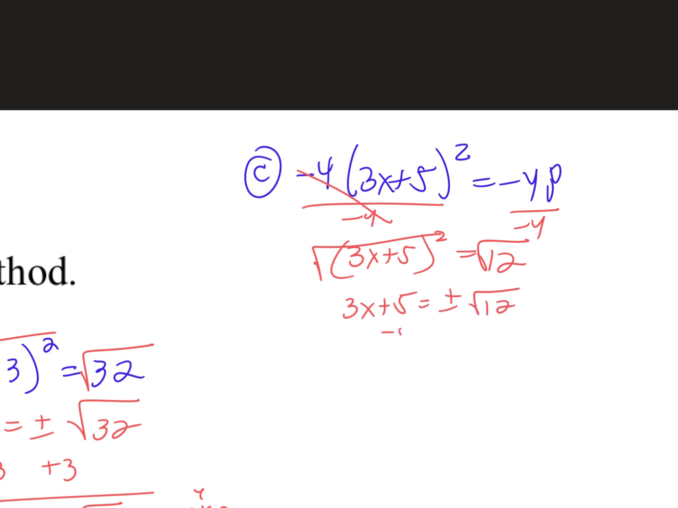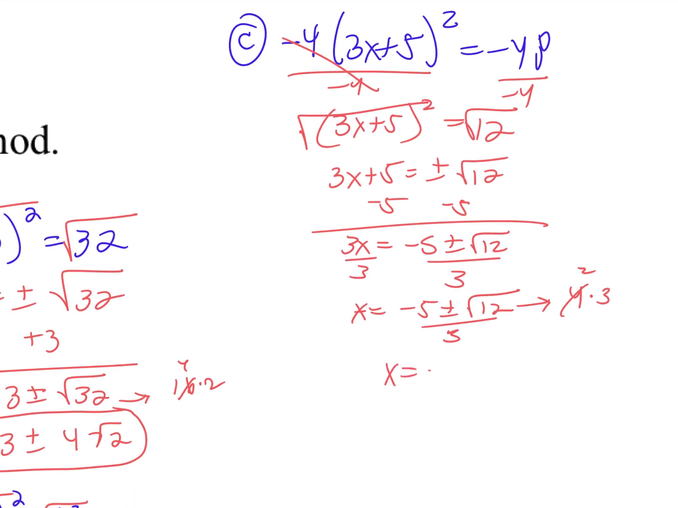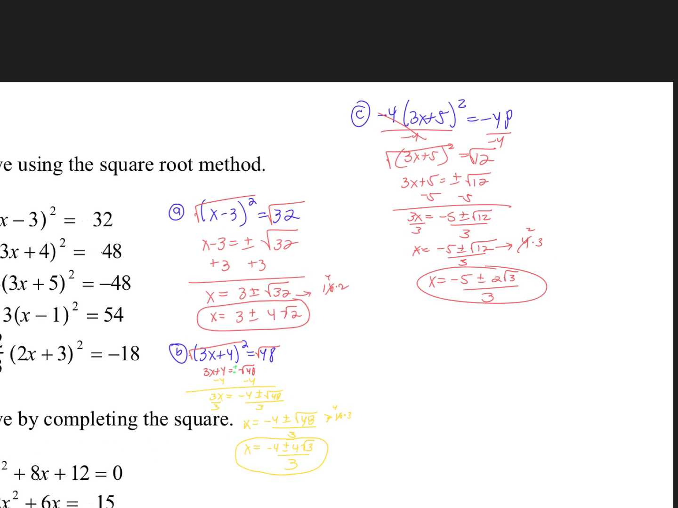We're going to subtract 5 from each side. So 3x equals negative 5 plus or minus the square root of 12. Divide by 3. And we have x equals negative 5 plus or minus the square root of 12 over 3. And the last thing we're going to do is break down that radical. 4 times 3. Square root of 4 is 2. So this is actually x equals negative 5 plus or minus 2 square roots of 3 over 3. Circle your answer. All right, let's move on to D.